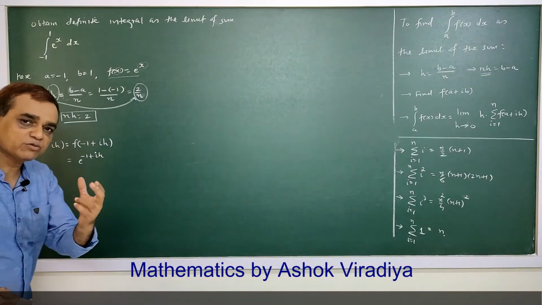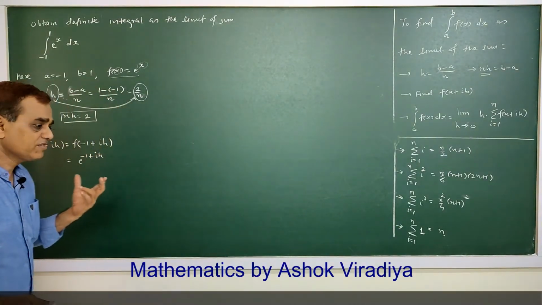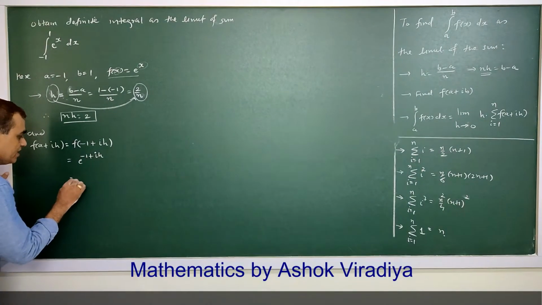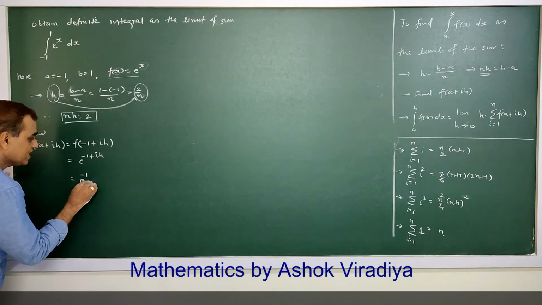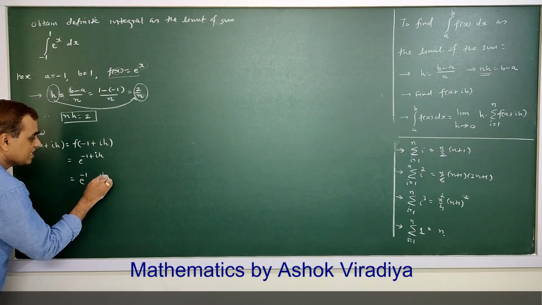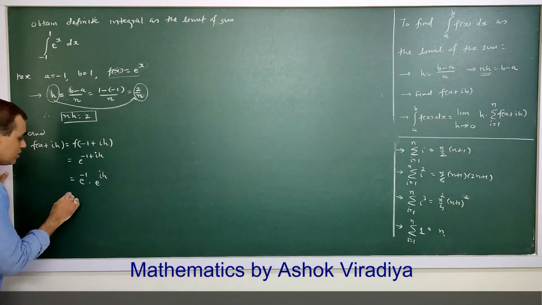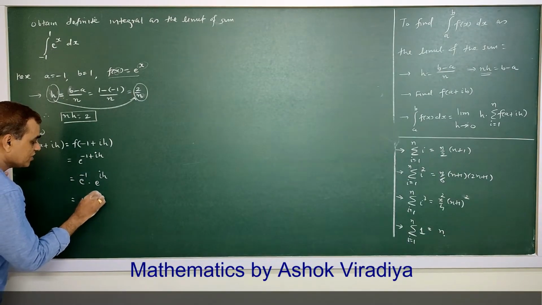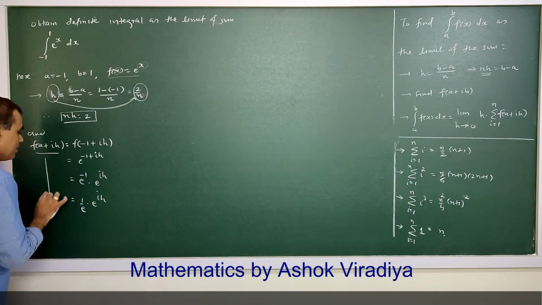Now whenever you have such an exponential function, what we do is separate this constant component. So it is e raised to minus 1 into e raised to ih. So this can be written as 1 upon e into e raised to ih. So this is f of a plus ih.